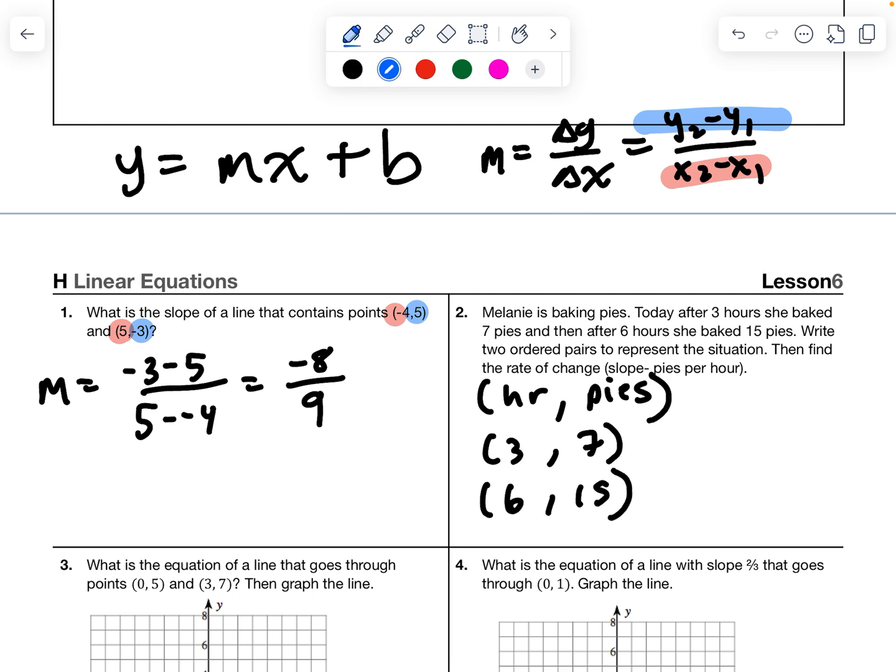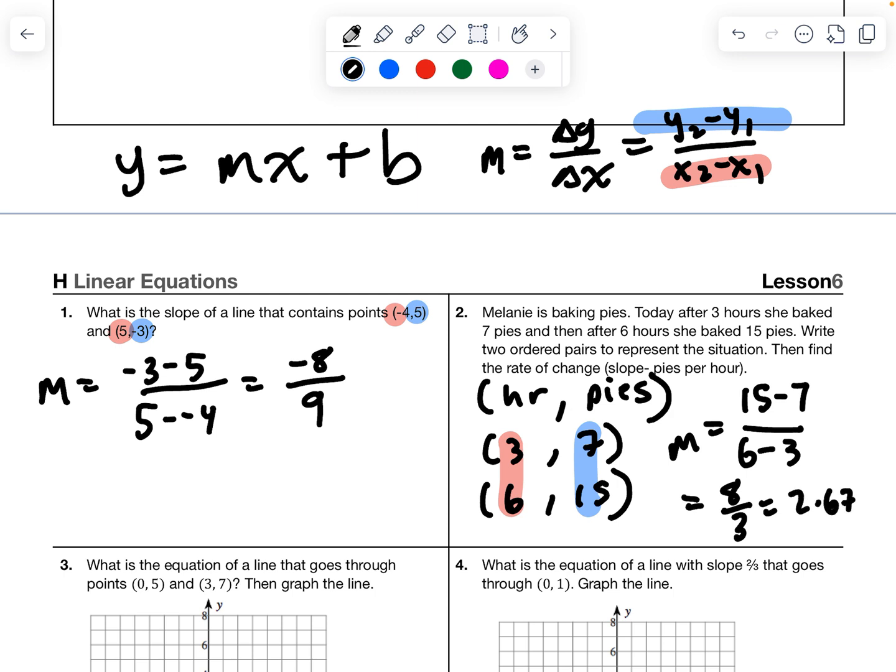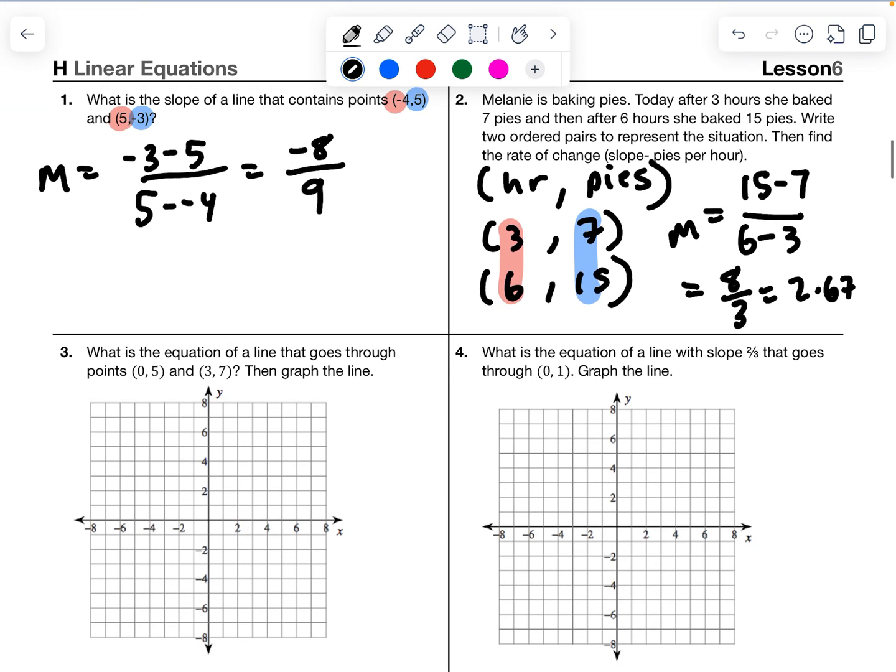So if I'm finding my change in y, we can do this just like we did the previous problem, where these are our change in y, this is our change in x. So 15 minus 7 over 6 minus 3. 15 minus 7 is 8, 6 minus 3 is 3, so 8 divided by 3 is 2.67, and that's rounded, pies per hour. So that's how many pies per hour she's making.